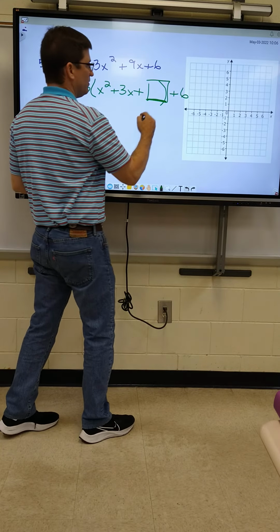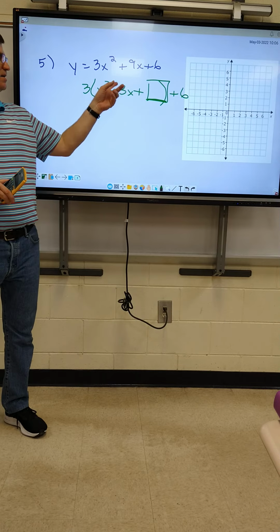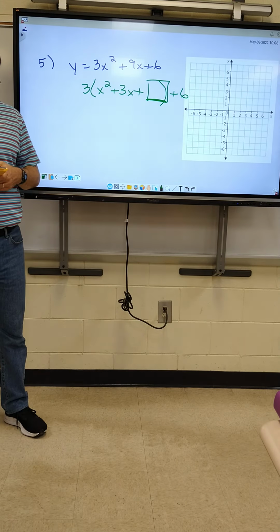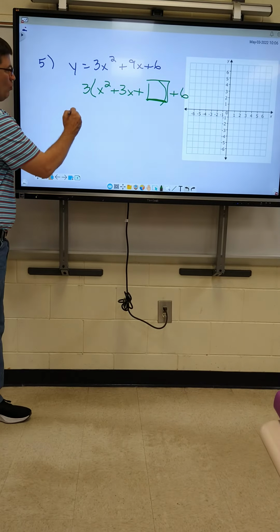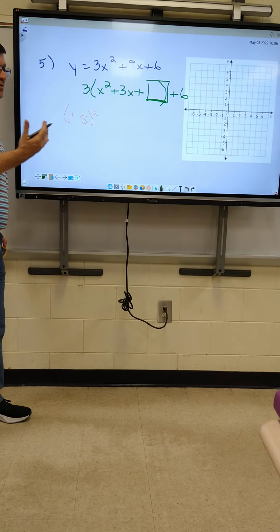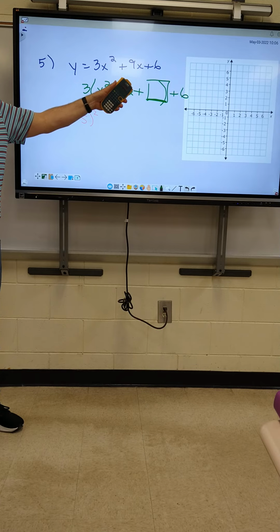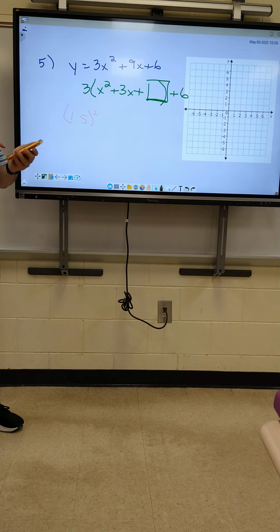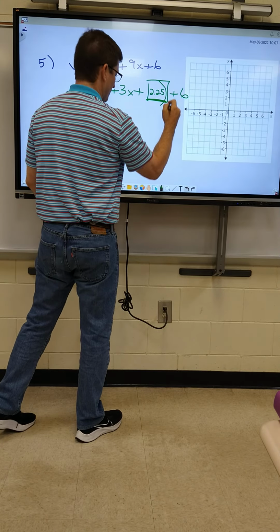Now this part, some kids in first block did get stuck. So, Paisley, how do I fill in the box? What's half of 3? 1.5, right? So now we've got to square that. So now how do you find half of 3? Just divide it by 2 if you need to. 1.5 squared is 2.25. That goes in the box, 2.25.